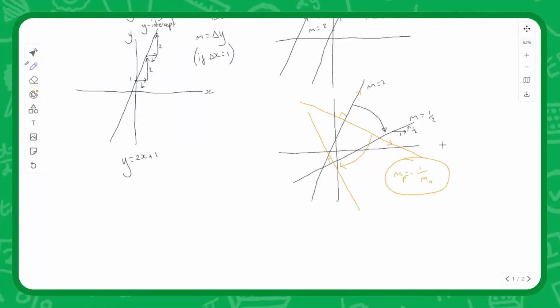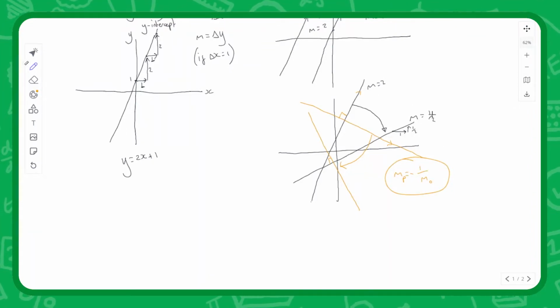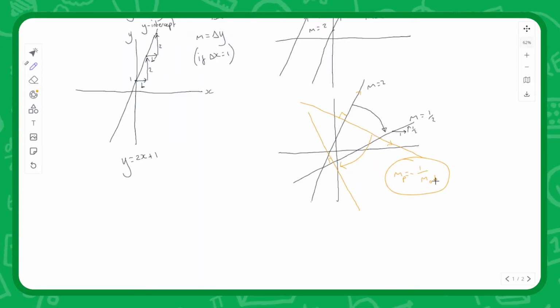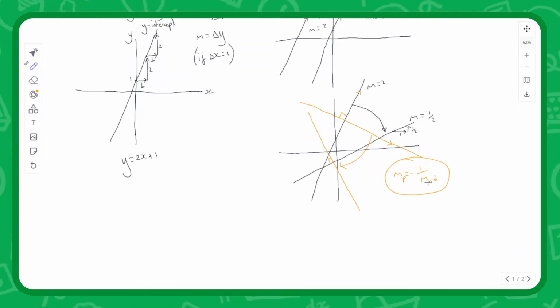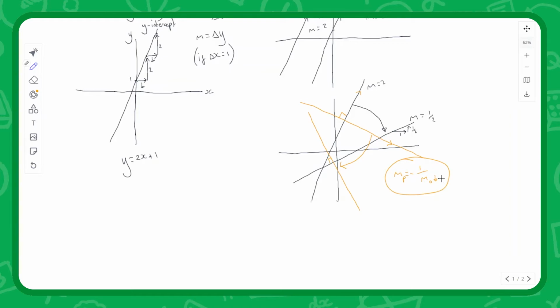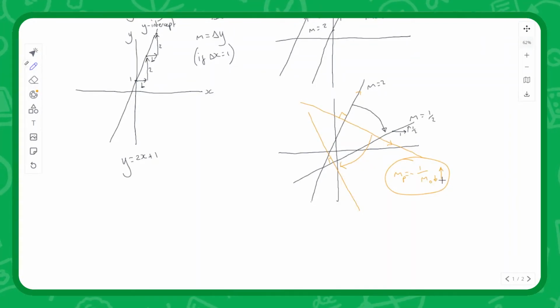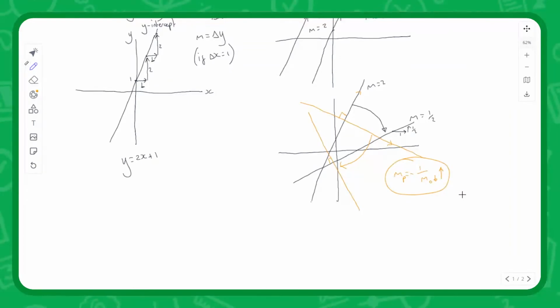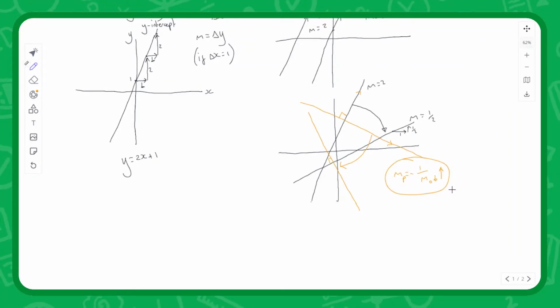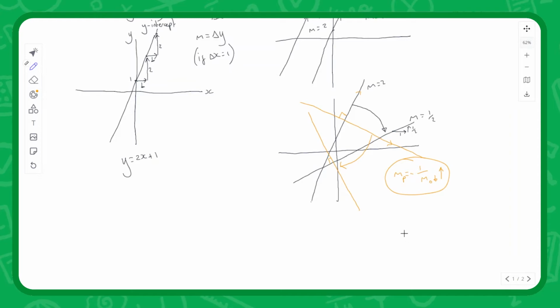And we can see in practice, if I reduce the value of my original gradient, if this goes down, what's going to happen to the overall fraction? If the denominator decreases, the overall fraction is going to increase. And that is parallel and perpendicular lines. So let's dive into a couple of exam style questions now. Hopefully this all makes sense.